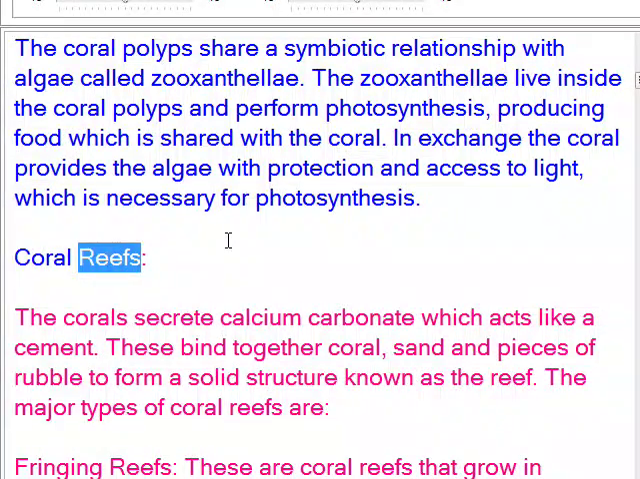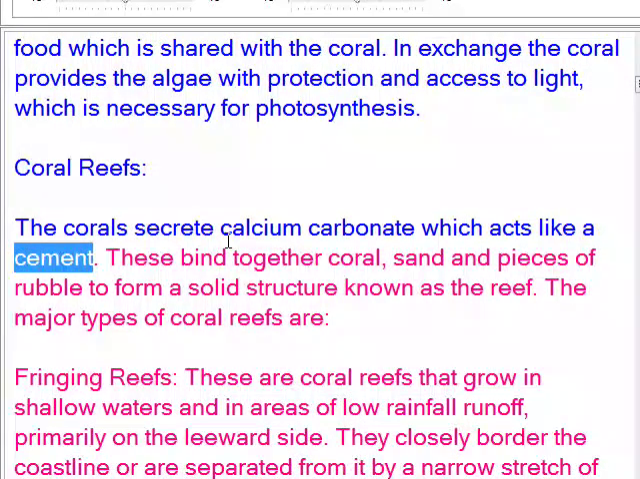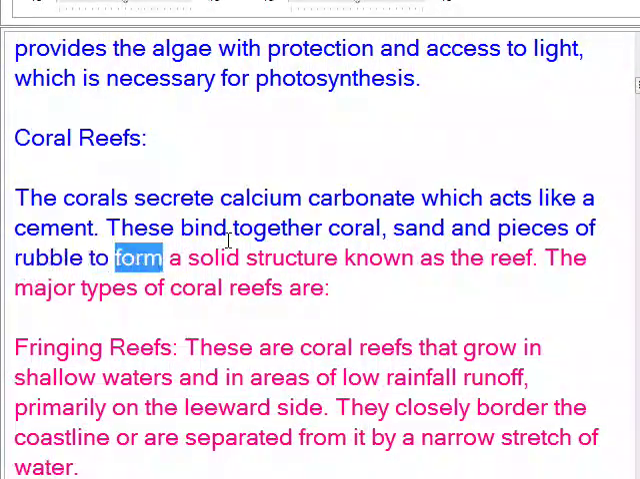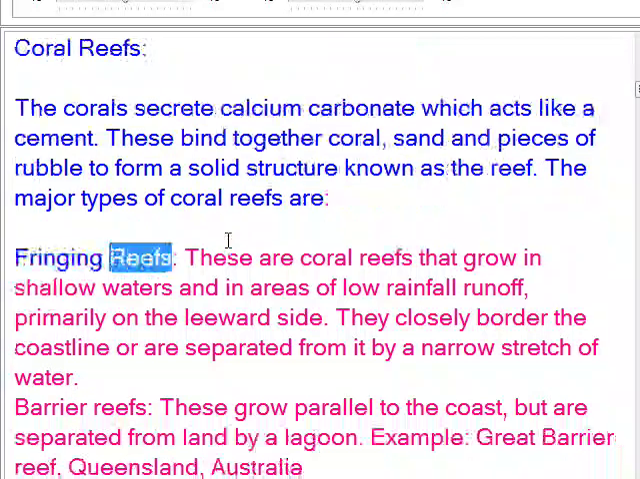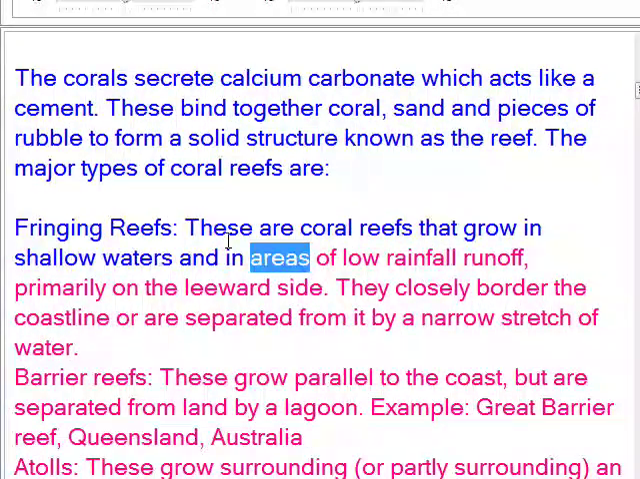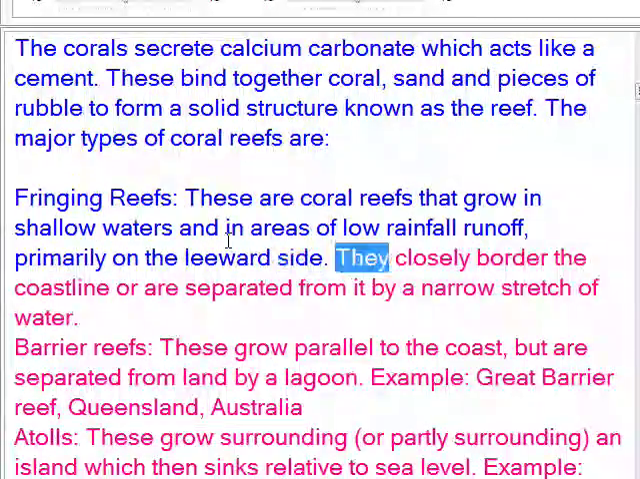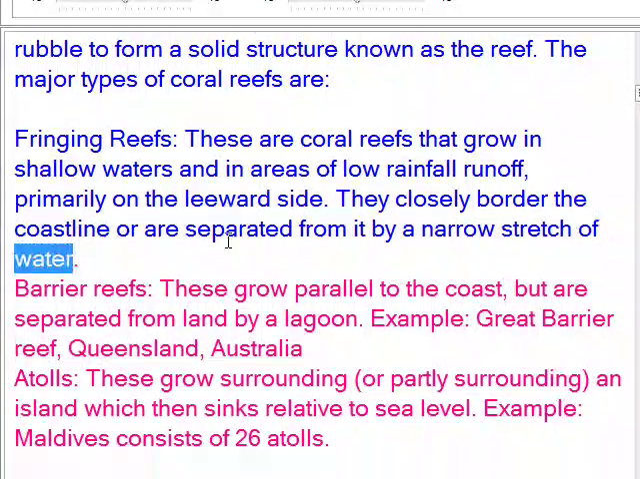Coral reefs. The corals secrete calcium carbonate, which acts like a cement. These bind together coral, sand, and pieces of rubble to form a solid structure known as the reef. The major types of coral reefs are fringing reefs. These are coral reefs that grow in shallow waters and in areas of low rainfall runoff, primarily on the leeward side. They closely border the coastline or are separated from it by a narrow stretch of water.